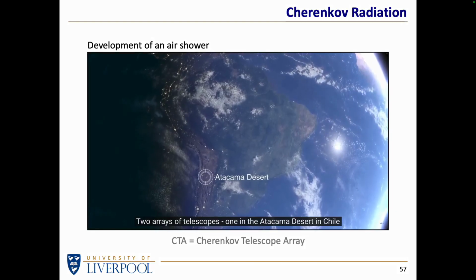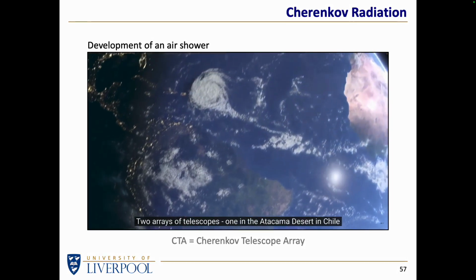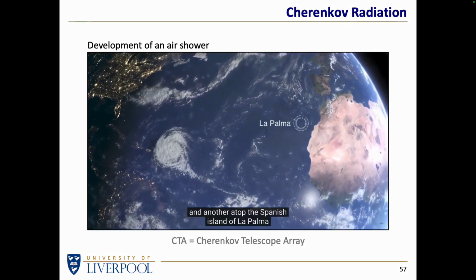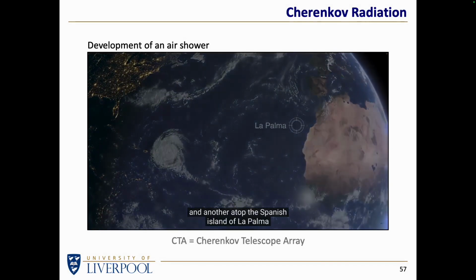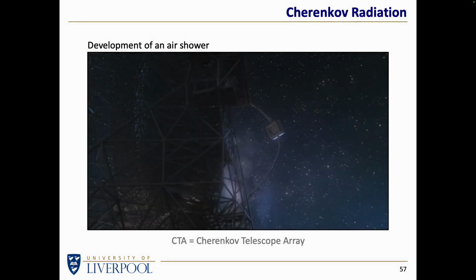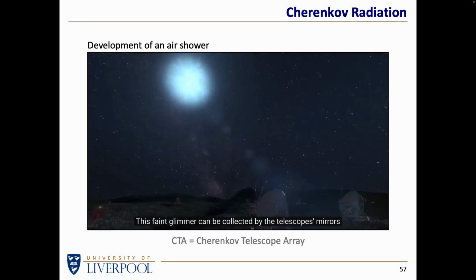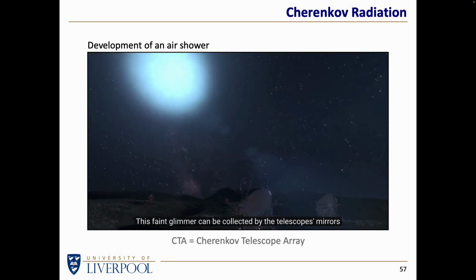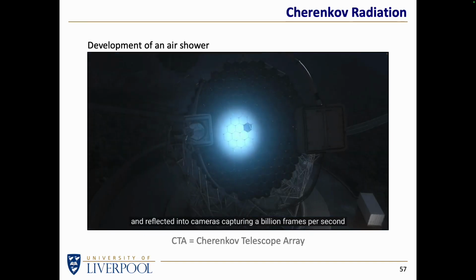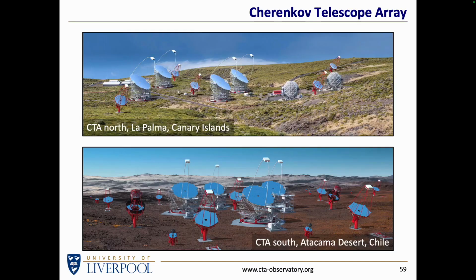And so there's a whole load of telescopes, some of which are in Chile in the southern hemisphere and some of which are in La Palma in the northern hemisphere. And they are looking for this blue flash, which is characteristic of particles coming in, moving through the air faster than light can travel through the air. And so you get a blue flash, and you basically build lots of telescopes to look at the sky and look for the blue flash.